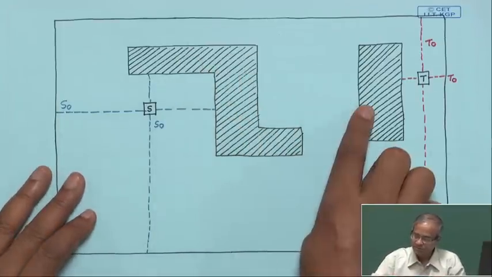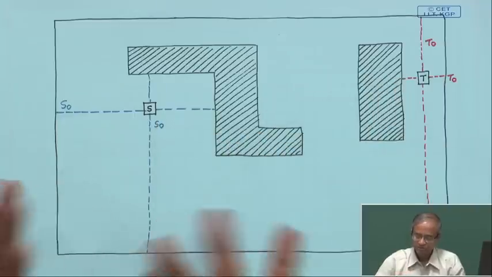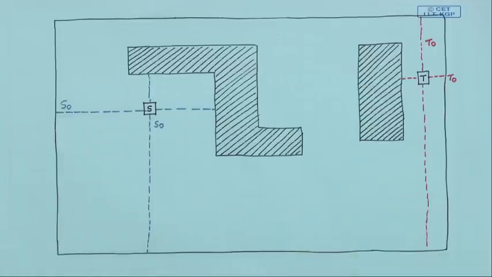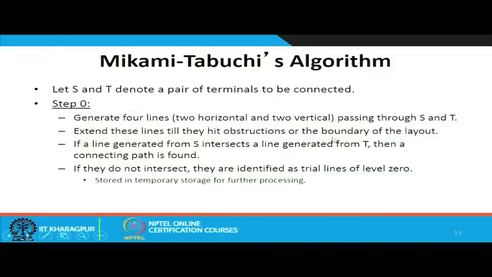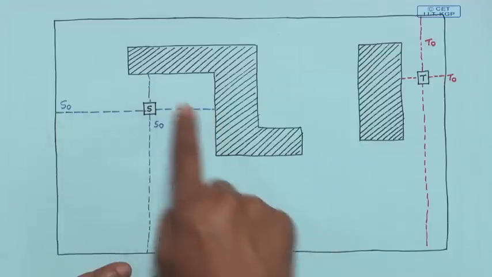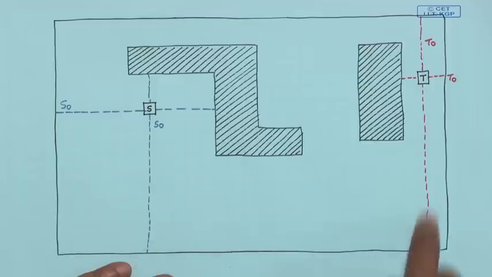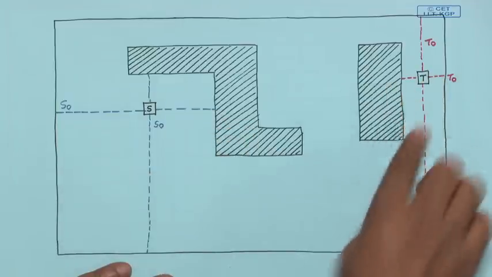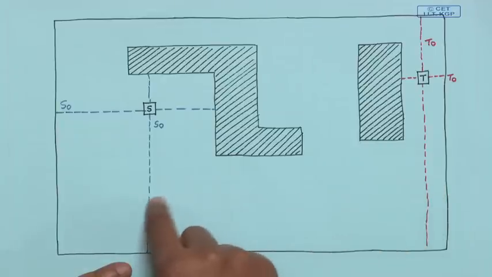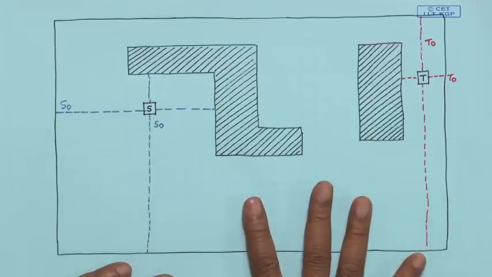Now, as you can see, because of the obstacles, these lines are not intersecting, because these lines are getting stopped. So, you need some more iterative steps. So, what next? Okay. The next step says you extend these lines till they hit obstructions or the boundary of the layout. If a line generated from S intersects a line generated from T, then a connecting path is found. So, you see here we have extended these lines till they either hit the boundaries of the obstructions or the boundaries of the layout. And if they intersect, which they are not. If they would have intersected, for example, if the target was here, then this horizontal line would have intersected here directly. So, I would have got a path, but it has not intersected so far.